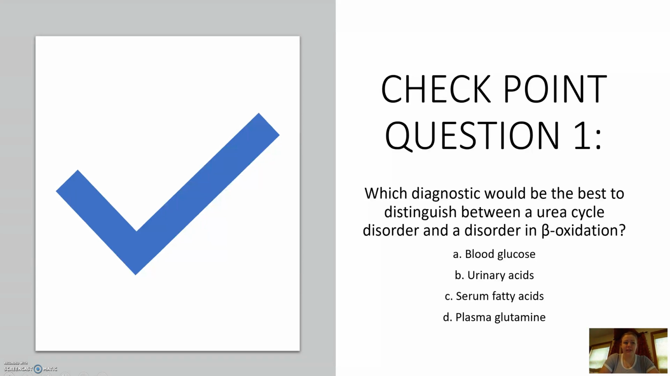Choice A, blood glucose. This lab would be unrelated to a disorder of the urea cycle, and our concern with the disruption of beta oxidation is that the infant may not be metabolizing her stored fats for energy use. However, a blood glucose lab is not specific enough to beta oxidation for definitive diagnosis in this case.